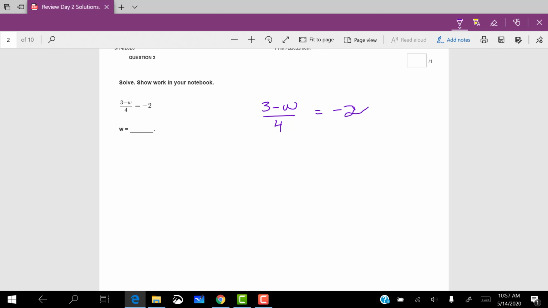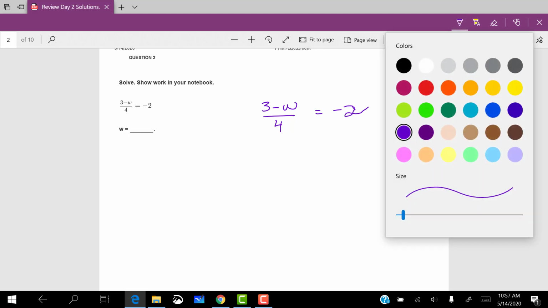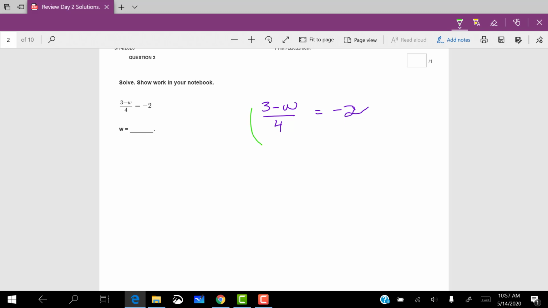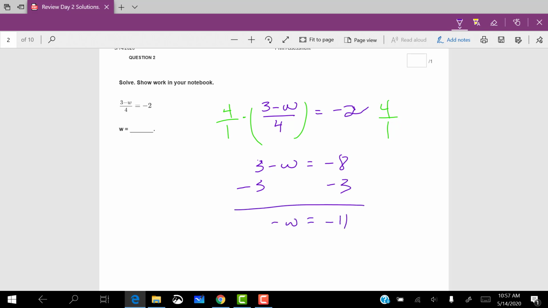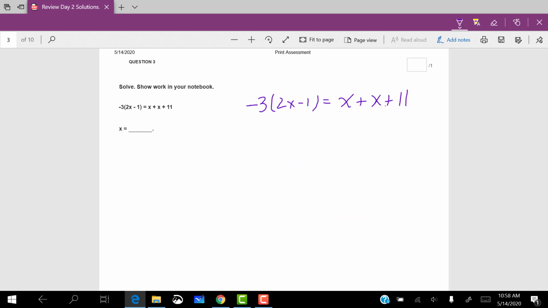Probably the first thing I want to do here is get rid of that divide by 4. The opposite of divide by 4 is multiply by 4, or in other words, 4 over 1. We'll do that on both sides. And then I'm left with 3 minus w equals negative 8. If I subtract 3 from both sides, then I've got negative w equals negative 11. Divide by negative 1 on both sides, or multiply by negative 1 on both sides. W equals 11.